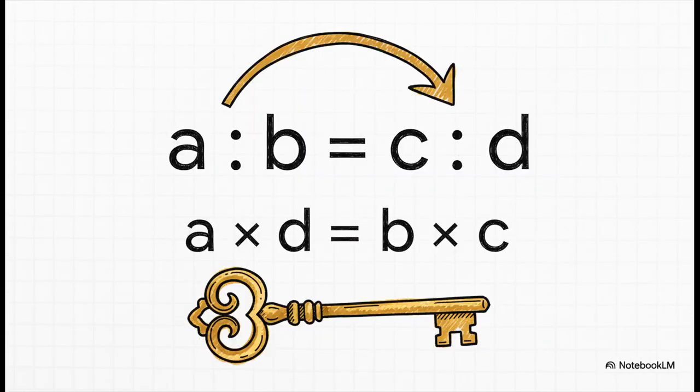And this right here is the key that unlocks all of its power. We'll call it the golden formula. If 2 ratios are equal, like A to B equals C to D, then you can cross-multiply. The product of the 2 outside numbers, A and D, will always equal the product of the 2 inside numbers, B and C. This little formula is your secret weapon.